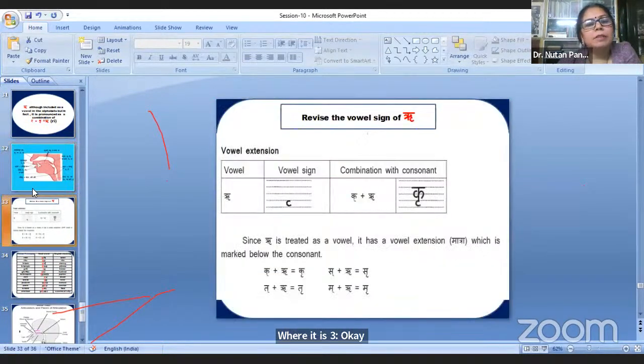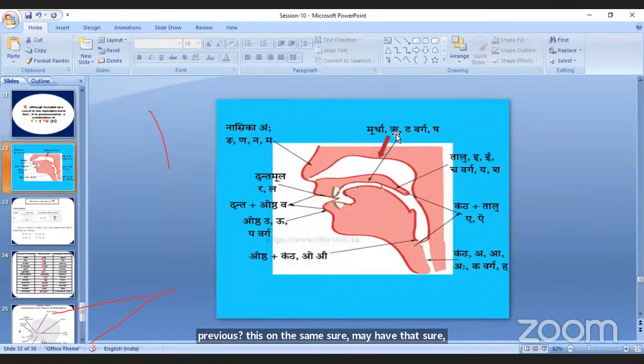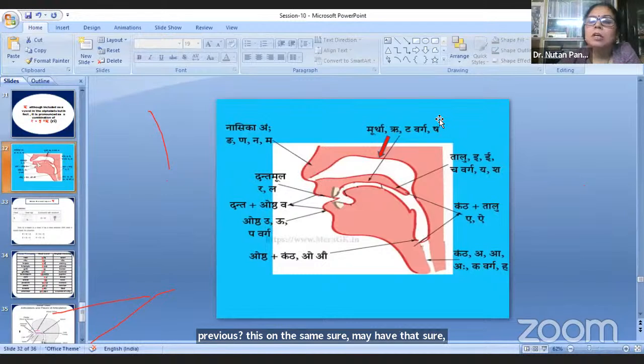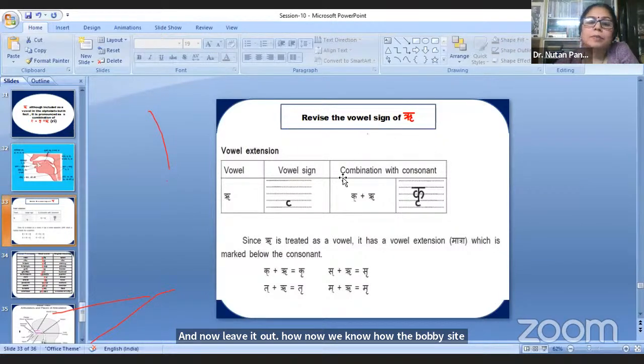Now this is our ri, and this is the place of articulation of ri. It is the same as sha, which we have learned. The place of articulation is the same for both. Sha and ri are produced from the cerebral or retroflex position. Now we will learn how the vowel sign of ri is added to a consonant.